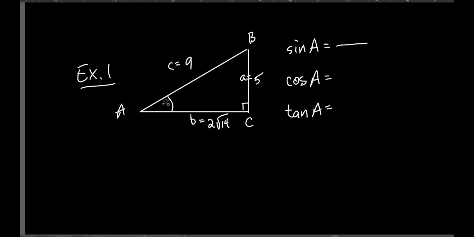All right, so angle A. Which one is opposite of angle A? 5. So that goes on top. Over what? Hypotenuse, which is 9. That's the exact answer right there.